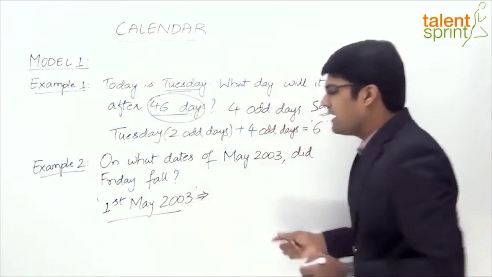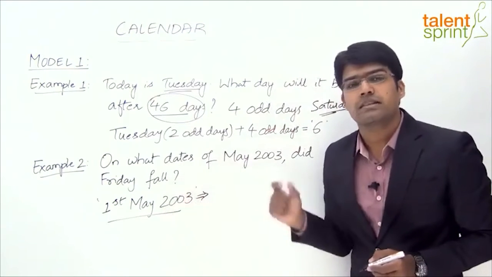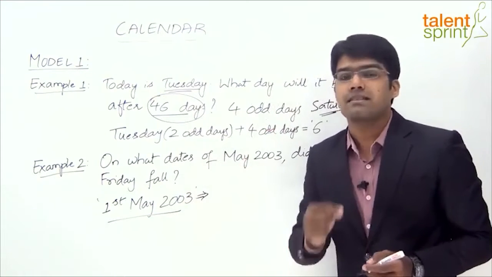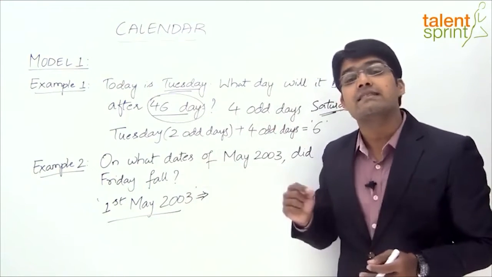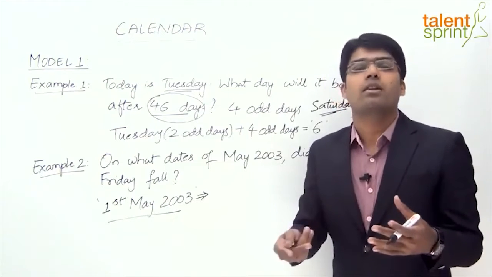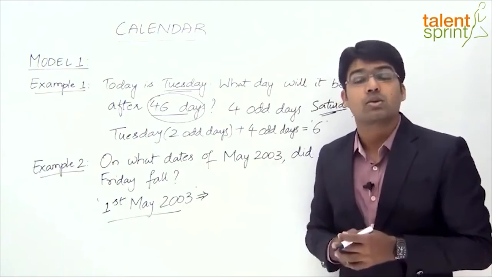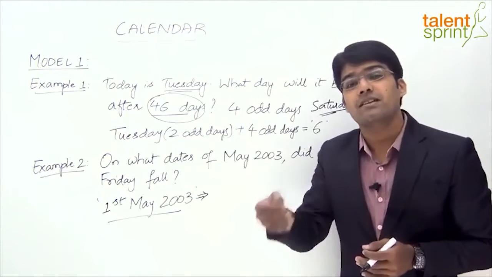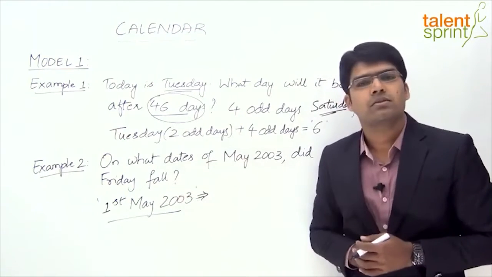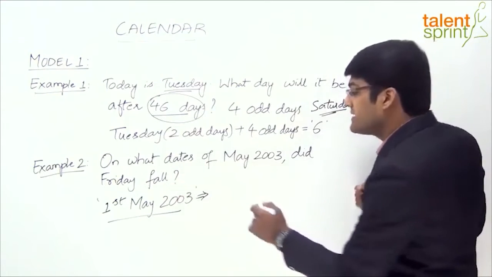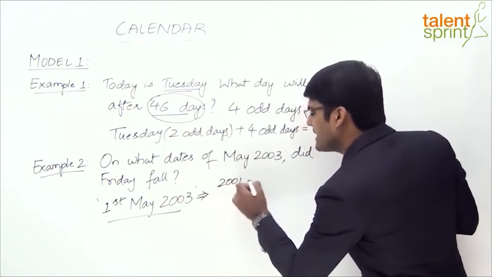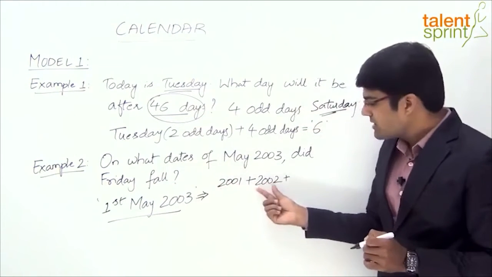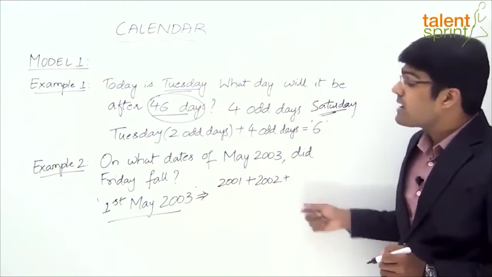Now how do we do this number of odd days? We can say in the first 2000 years, there will be 0 odd days. What is the reason? We know that every 400 years the number of odd days will be 0, and since 2000 years is a multiple of 400 years, in all those 2000 years the total number of odd days would be 0. Now we need to look at the number of odd days from the year 2001 up to 1st May 2003. Now what is the number of odd days in 2001? So we can now take it as the number of odd days in 2001 plus the number of odd days in 2002. Now comes the year 2003.